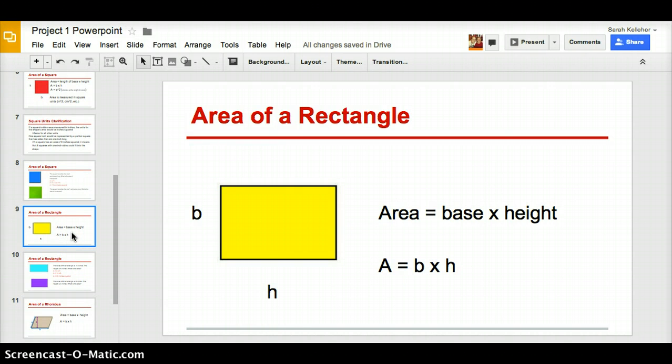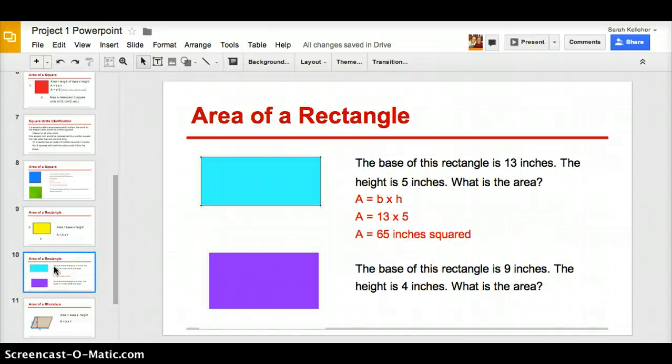Next, let's learn about how to find the area of a rectangle. The area of a rectangle is A equals base times height, just like with a square, except because the sides of a rectangle aren't all the same length, you can't simply square one side. You must do A equals B times H.